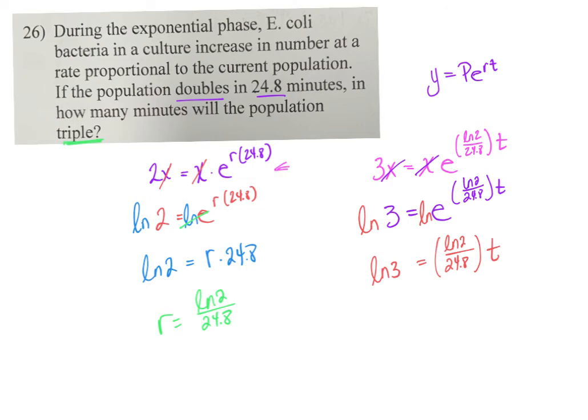And so the rule of fractions, I just multiply by the reciprocal, right? So if I multiply this by 24.8 over ln of 2, that's going to cancel. Multiply this by 24.8 over ln of 2, and then you can just plug that thing in and you get 39.3 minutes.